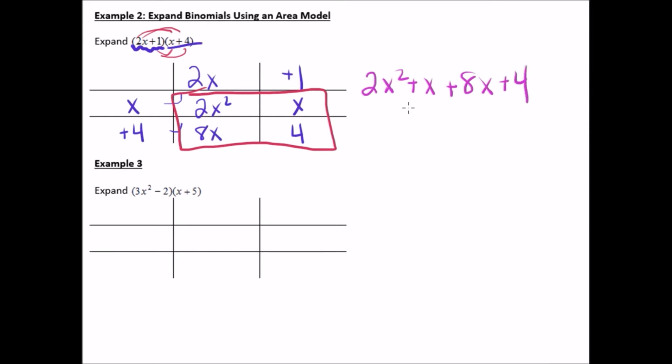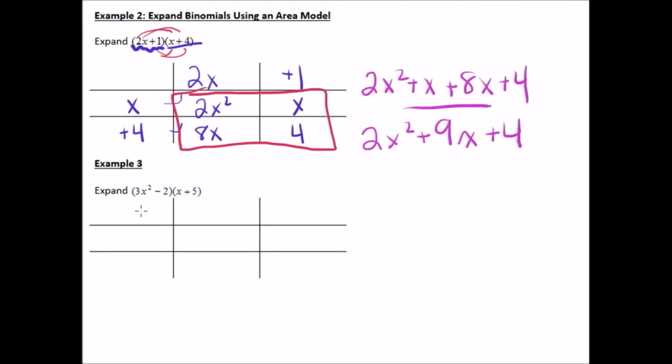What this allows us to do is multiply and not forget to expand any of these terms. So what we have here is 2x squared plus x plus 8x plus 4. Then we just want to collect those like terms, and we're left with 2x squared plus 9x plus 4.